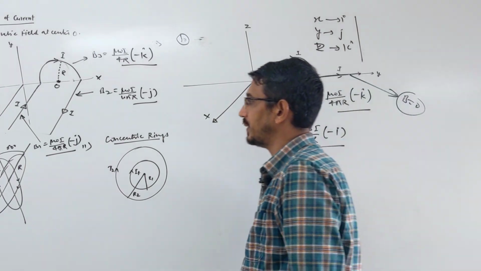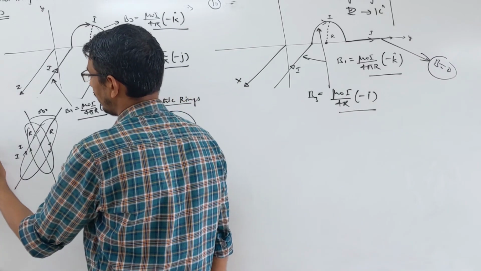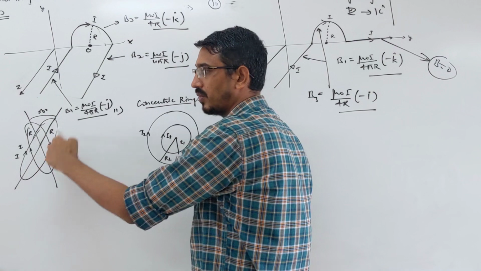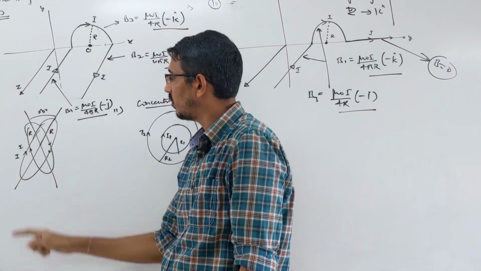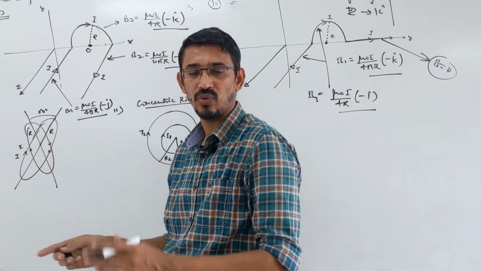Okay, let's see this question. Two loops are there. They are placed at what angle? 60 degrees. And they are similar loops. The current flowing is the same, and the radius is also r. Two loops are placed at some angle.